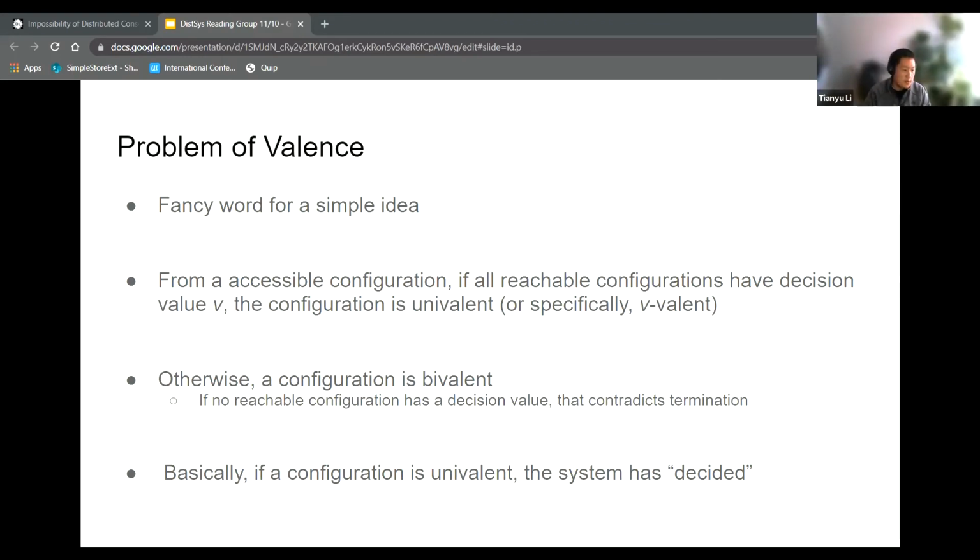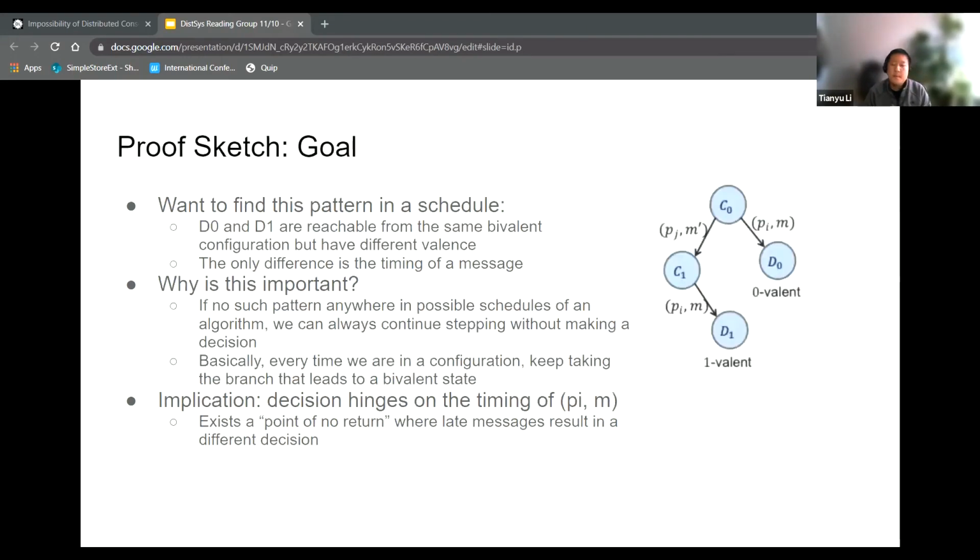Okay, so the way we're going to cover this proof, we're not going to go by the papers themselves. I'm actually going to repurpose one of Nancy's talks from 2020, where we talk about the intuition behind the proof. The heart of the proof is actually just this diagram on the right here. This is the goal we want to achieve in the proof. If you have a good algorithm, we will be able to find this pattern in a schedule somewhere, right?